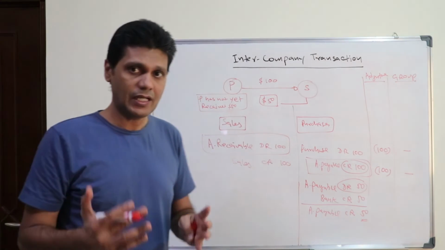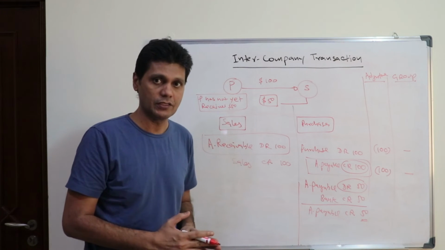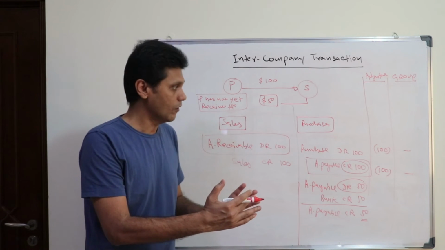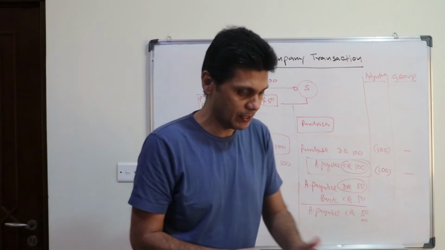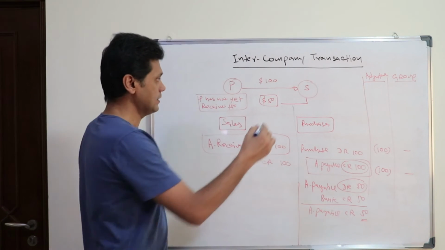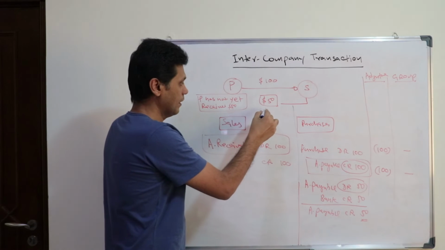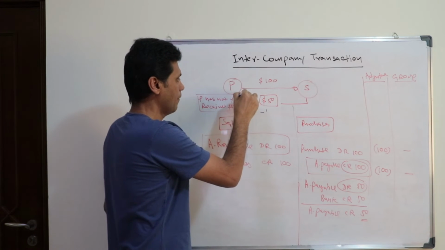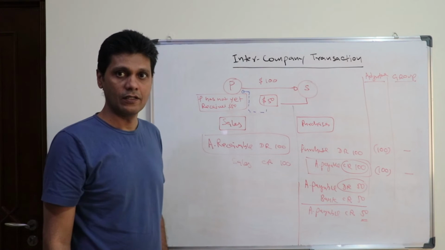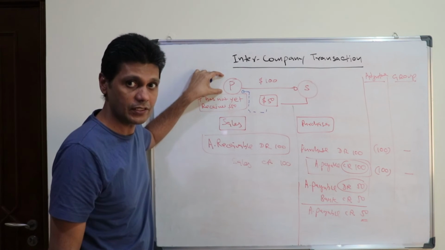Now, in a situation like this, when it comes to the group financial position, what is the impact? This is what we need to identify. When you look at this transaction, S company has paid this $50, but this amount has not reached P. Is that clear? So therefore they have not recorded this particular transaction.